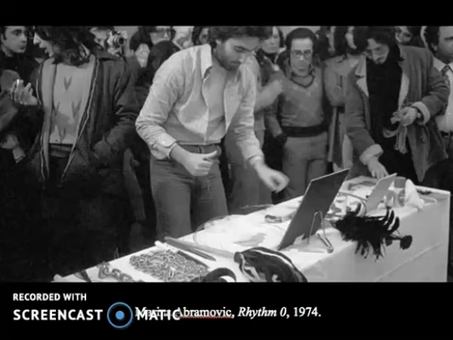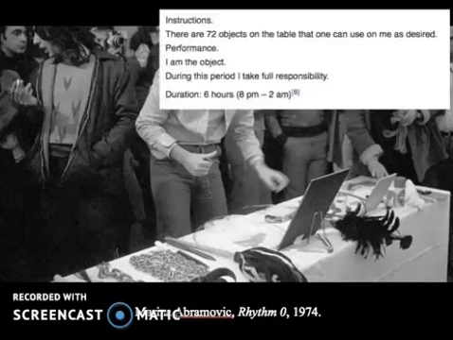So 72 objects, like a rose, feather, perfume, honey, bread, grapes, wine, scissors, scalpel, nails, metal bar, and a gun loaded with 1 bullet. And so instructions were given. There are 72 objects on the table that one can use on me as desired. Performance. I am the object. During this period, I take full responsibility. 6 hours, 8 p.m. to 2 a.m.